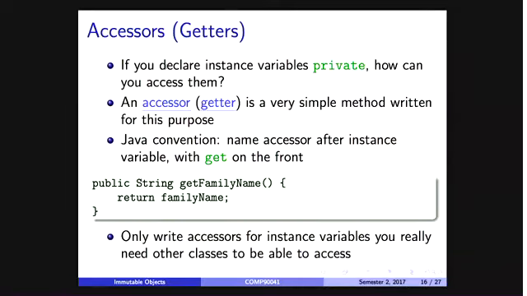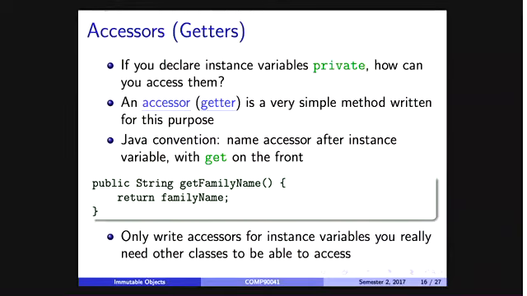As I said before, you want to make your instance variables private. You should always make your instance variables private. So if you make them private, how do you get to see them from outside the class?